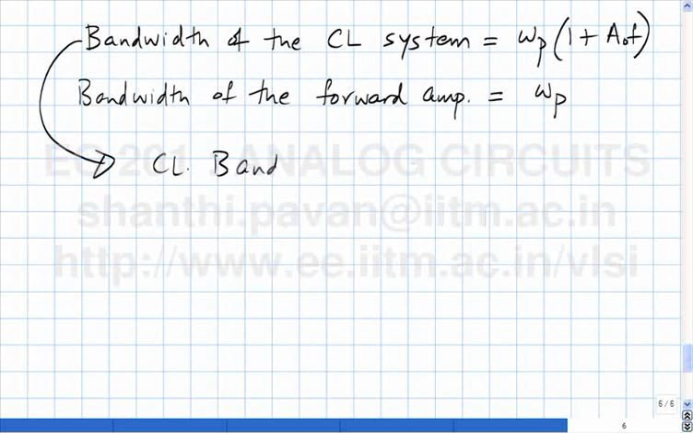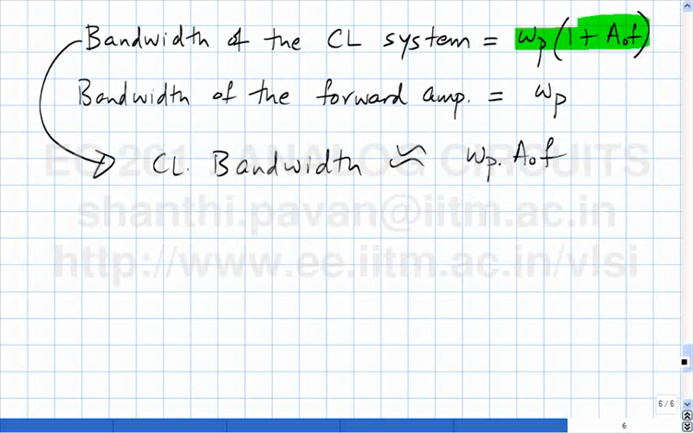The closed loop bandwidth is going to be approximately how much? Can you look at that expression and make a quick approximation? We will always choose a naught to be so large that a naught f will be much larger than 1. So the closed loop bandwidth is approximately equal to omega p times a naught f.